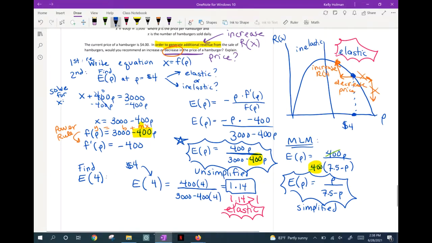So I would say, since demand is elastic at $4, a decrease in price will increase revenue.